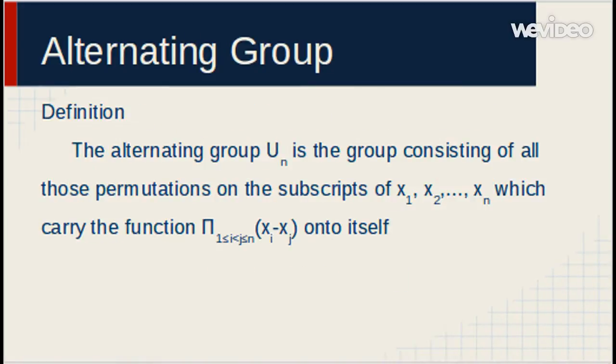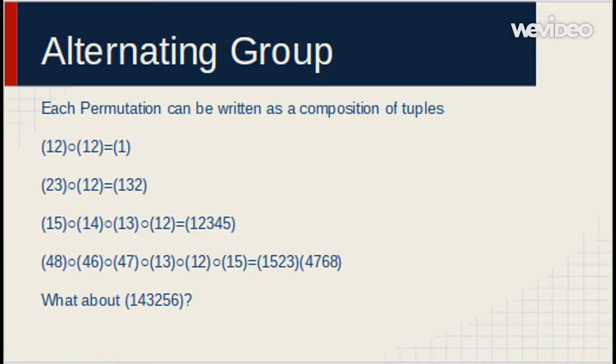Now the next kind of group I would like to talk about is an alternating group. An alternating group is a group consisting of all the permutations on the subscripts. So basically, the permutation only applies to the subscripts of a set, which carry on the function, the permutation, such that 1 is less than or equal to i, less than j, less than or equal to n, for all x sub i minus x sub j onto itself. An easier way to think about alternating groups is to break everything down into tuples. If it can be broken down into a tuple, then it is part of an alternating group.